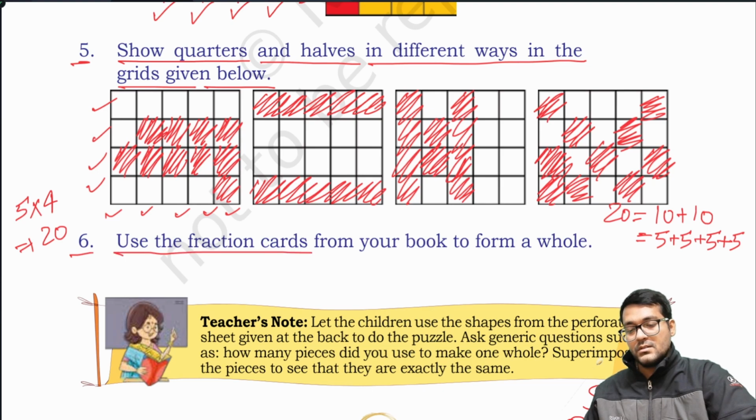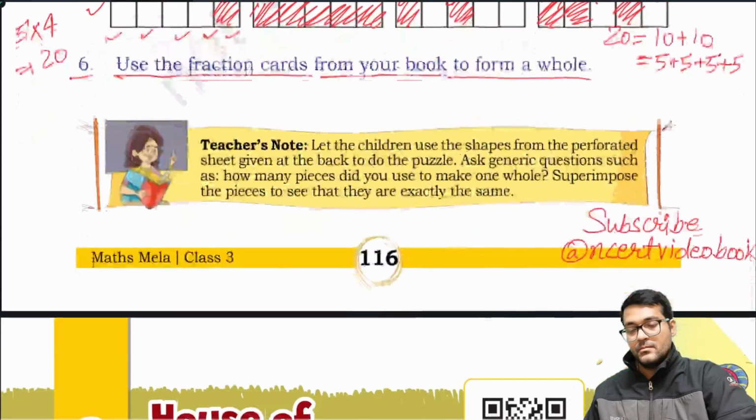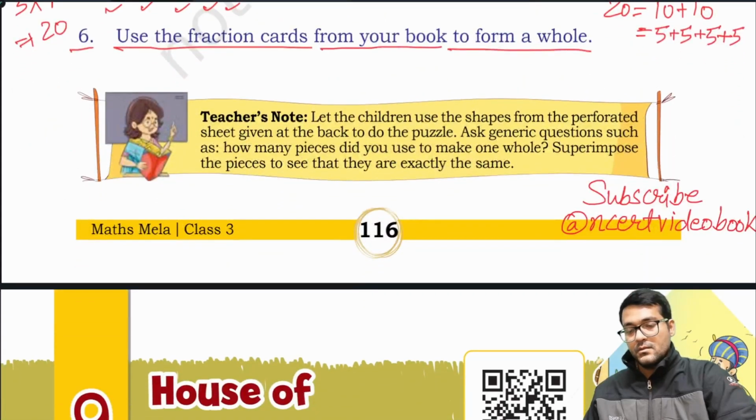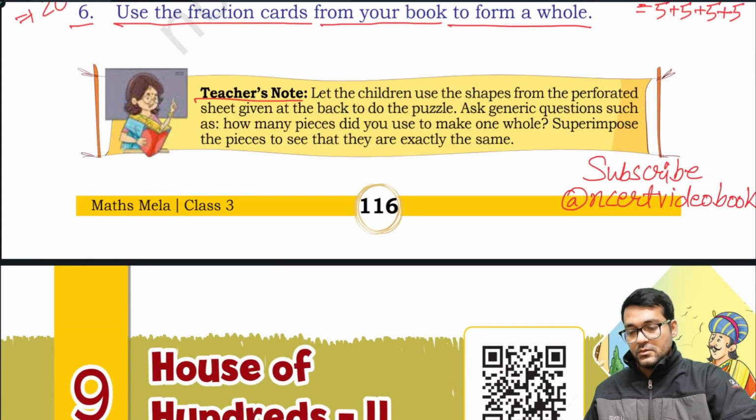6. Use the fraction cards from your book to form a whole. Teacher's note. Let the children use the shapes from the perforated sheet given at the back to do the puzzle. Ask generic questions such as how many pieces did you use to make one whole? Superimpose the pieces to see that they are exactly the same.